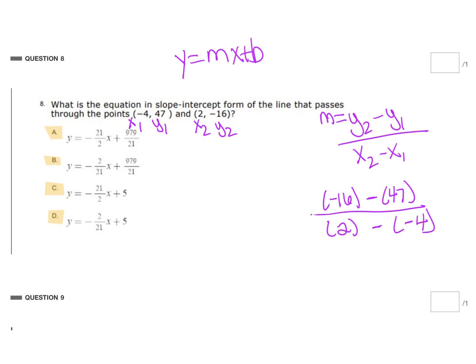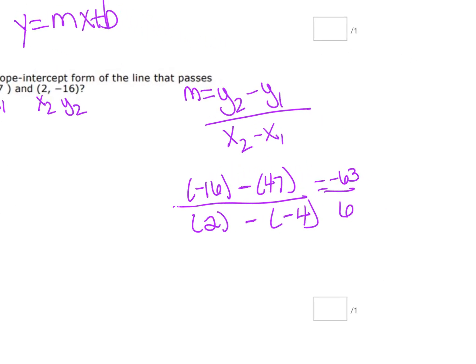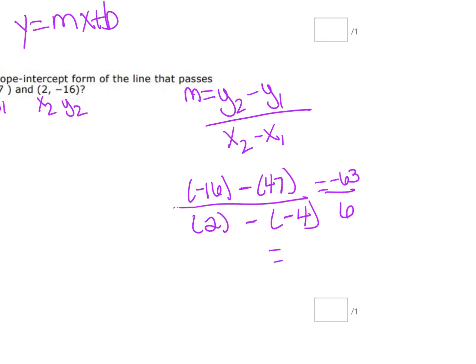So I'm going to type in that negative 16 minus that 47. And Desmos is telling me it's negative 63. And then the same thing, I'm going to plug in that 2 minus that negative 4. Desmos is telling me it's a positive 6. And then I'm going to let Desmos simplify this for me. So Desmos is telling me that it's negative 10.5.